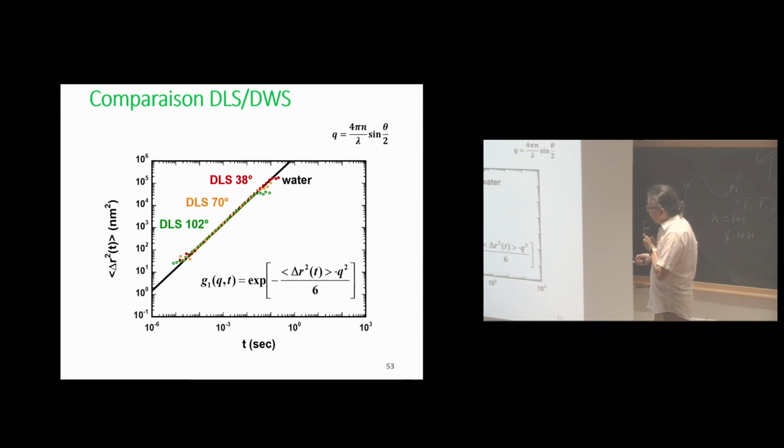You cannot go, however, to very low values, since this is a sine of theta over 2. Even if you go to 180 degrees, you cannot go much further. However, for smaller angles, you can go as far as you want if you set up a small angle light scattering setup.